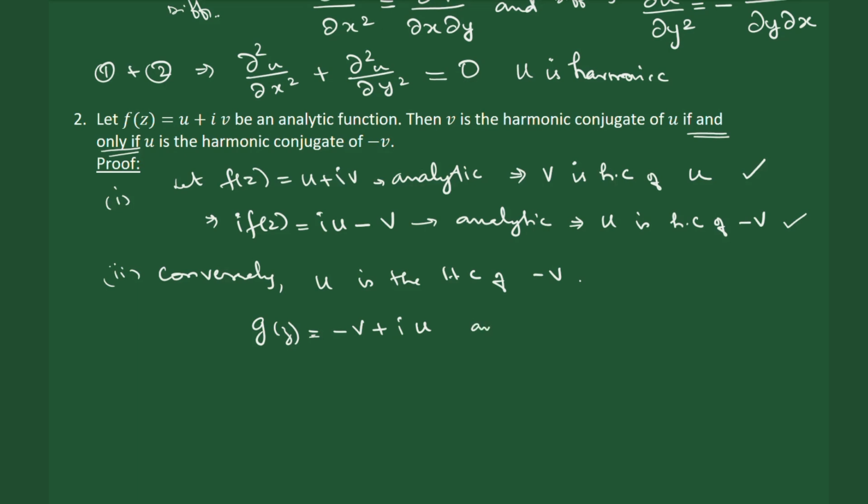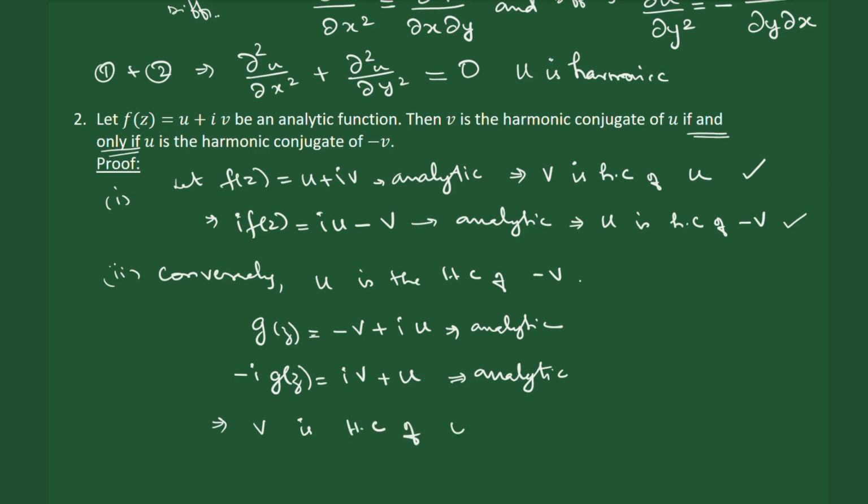Once this is analytic, if you multiply by -i on both sides, this gives you iv + u, because -i into i gives -i squared, which becomes plus 1. Again, since this is analytic, this is also analytic. From this we can conclude that the imaginary part is v, so v is the harmonic conjugate of u. This is what we had to prove. The converse part is to assume u is the harmonic conjugate of -v and prove v is the harmonic conjugate of u. So both parts are proved. From this we can conclude that v is the harmonic conjugate of u if and only if u is the harmonic conjugate of -v.